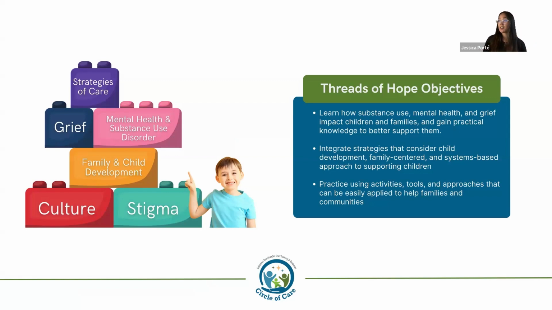Integrate strategies that consider child development, family-centered, and systems-based approach. Again, children do not exist in silos. So what are we doing to create long-term support and care for kiddos? And what are the easy, simple things? Whether you're an educator, a coach, or a parent, what are those strategies that they can help build in the home that can help support children?